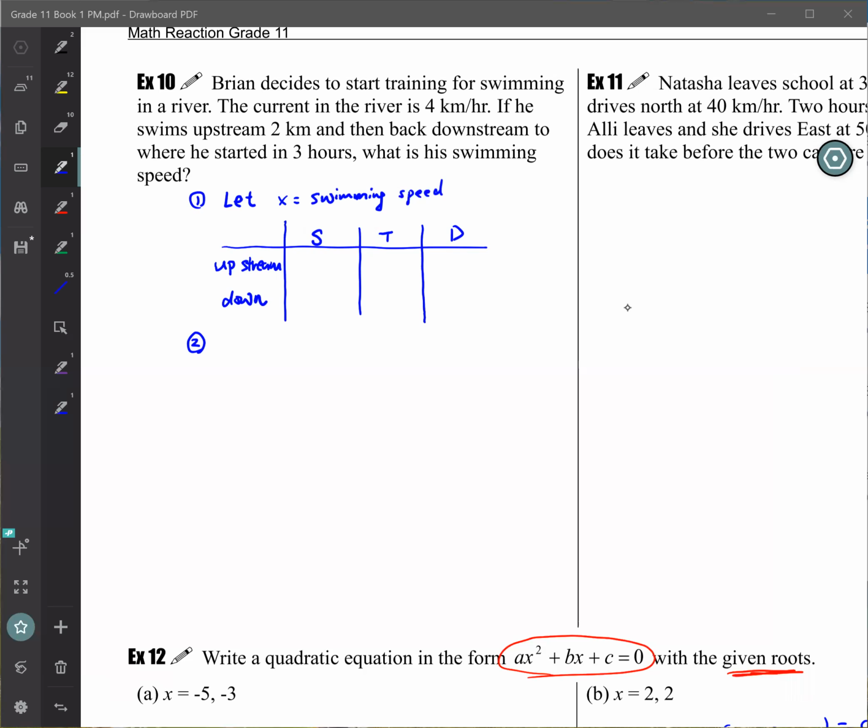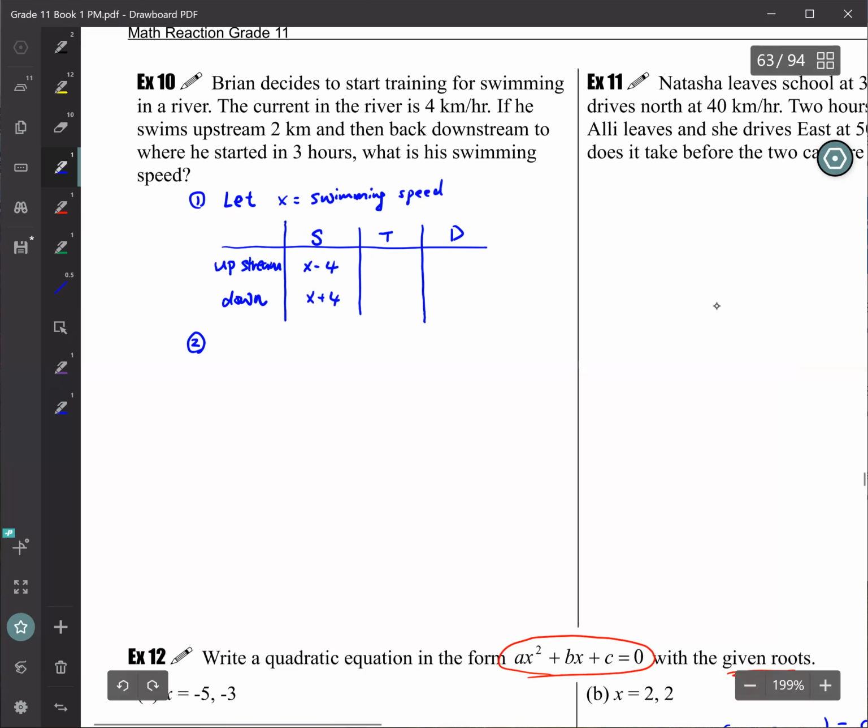Okay, what do you have under the speed? Upstream, you have x minus 4. And for downstream, I got x plus 4. Yeah, very good. Okay, when you are going up, it will be slower. Slower means subtracting, okay? Okay, very good.